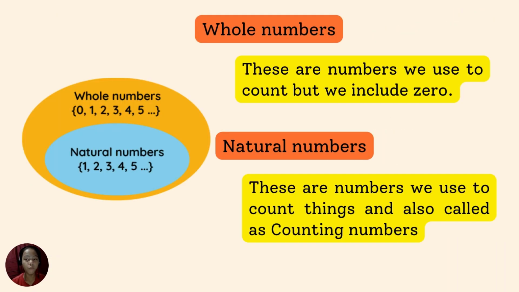Now let us move on to the next slide. Whole numbers. These are numbers we use to count, but we include 0. Natural numbers. These are numbers we use to count things, also called counting numbers. Whole numbers such as 0, 1, 2, 3, 4, 5, and so on. Natural numbers, for instance 1, 2, 3, 4, 5, and so on.